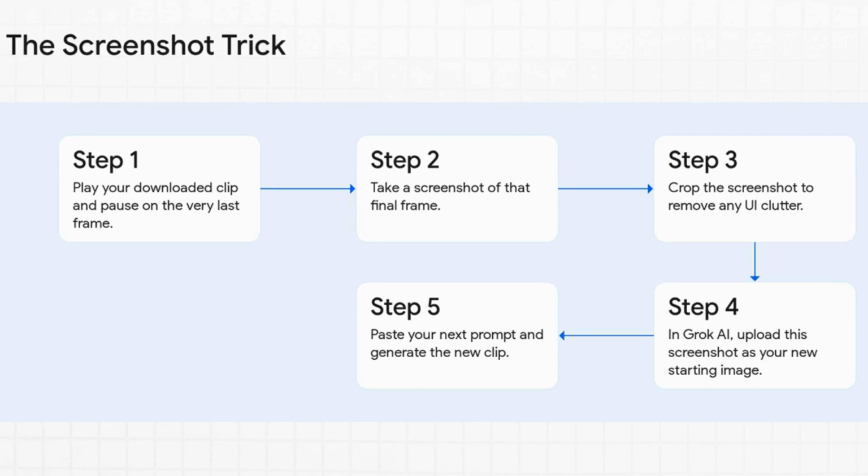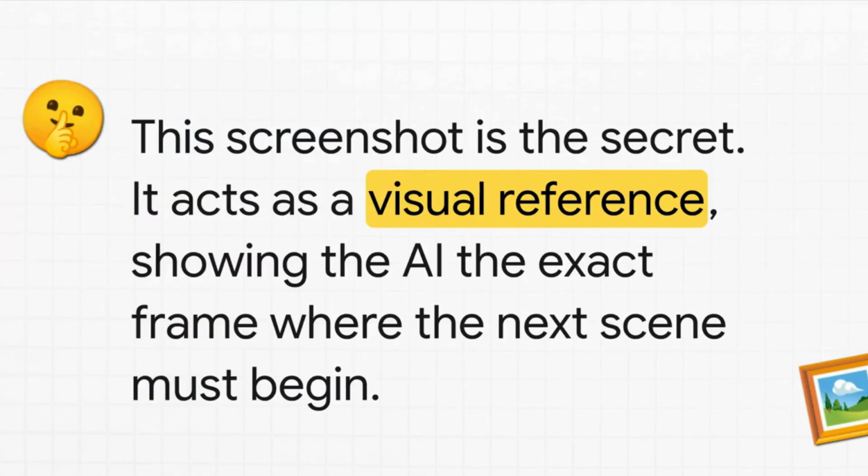So here it is, the screenshot trick, step by step. First, open up that video clip you just downloaded and pause it on the very last frame. Second, take a screenshot. Third, crop that screenshot so you get rid of your phone's status bar and all that other junk. Fourth, head back over to Grok AI and upload this screenshot as your new starting image. And finally, paste in your next prompt and generate the new clip. It's really that easy. And that's why this works so brilliantly.